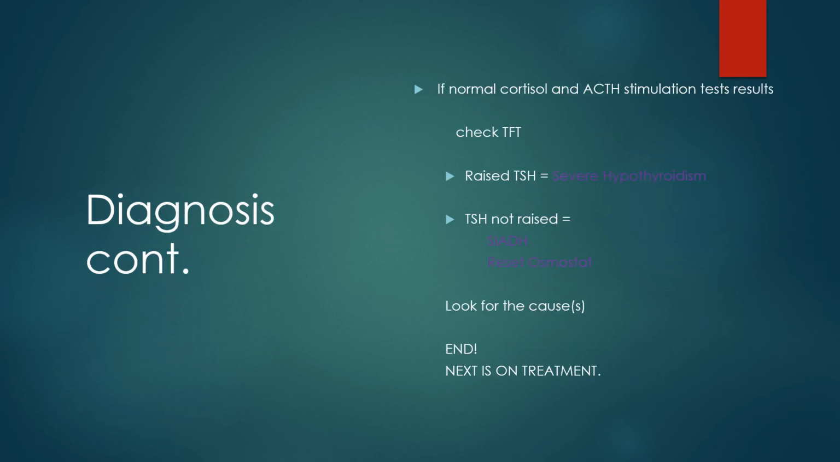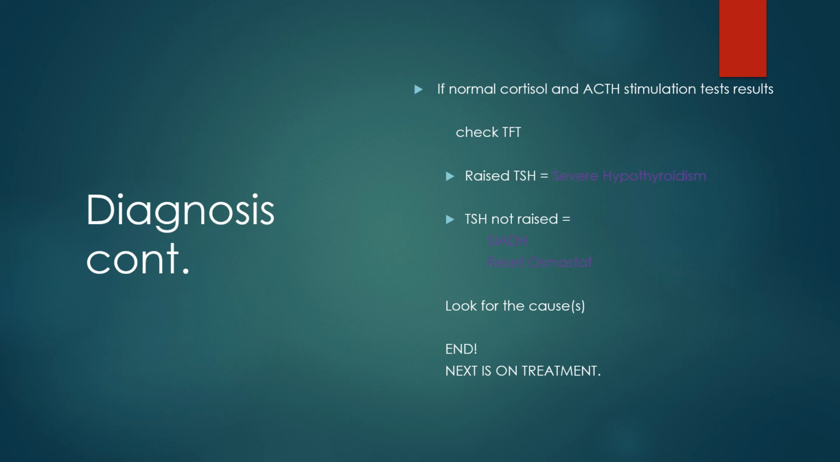If the result comes back and the cortisol level and ACTH stimulation test results are within normal range, we have to wait for the result of the thyroid function test. If that comes back to give us a raised thyroid stimulating hormone level, then we are dealing with hypothyroidism. But remember, I've said earlier that before we can have hyponatremia that will be clinically significant in the face of hypothyroidism, it must be a severe hypothyroidism.